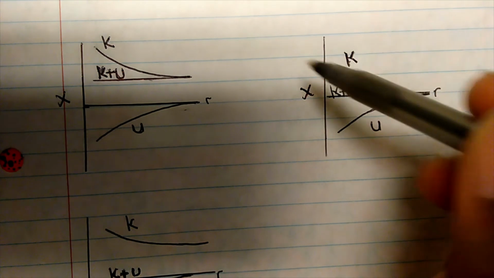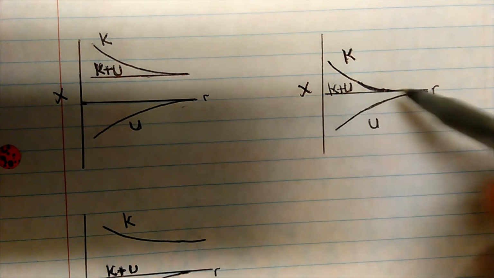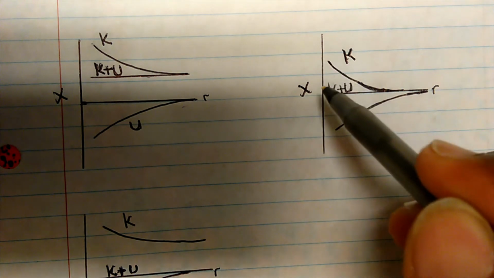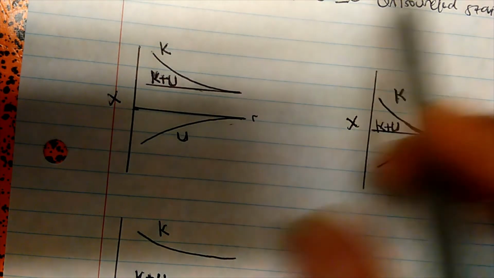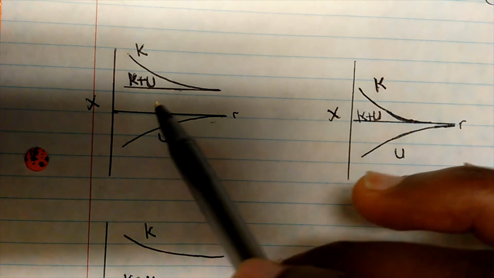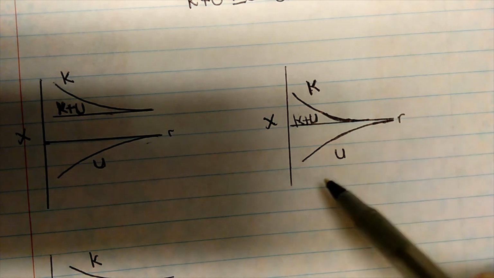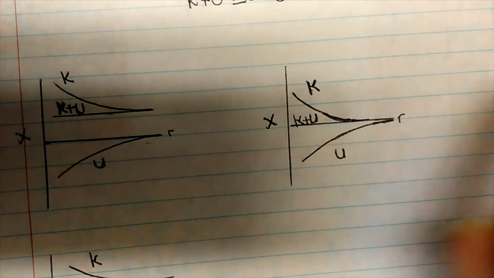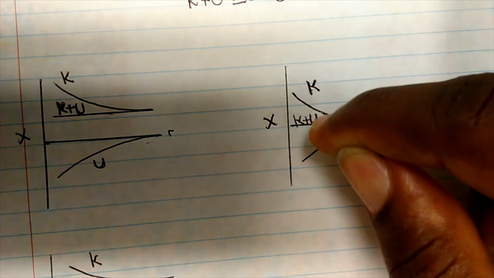And again, you can see that these are unbounded states, because your K plus U line in this case is equal to zero, and we said that's unbounded. In this case, our K plus U is greater than zero, which means that's unbounded too. So with this one, we will never come back to Mars, we'll forever keep going away, and this one will go away for a good time and then completely stop, as our distance increases, our potential energy increases, and our kinetic energy decreases.